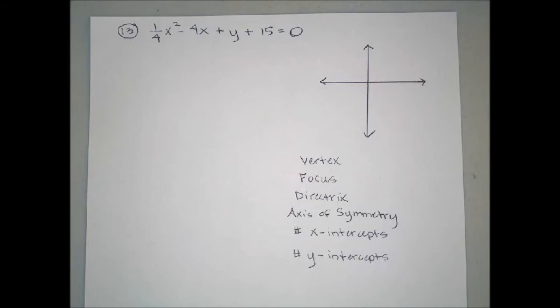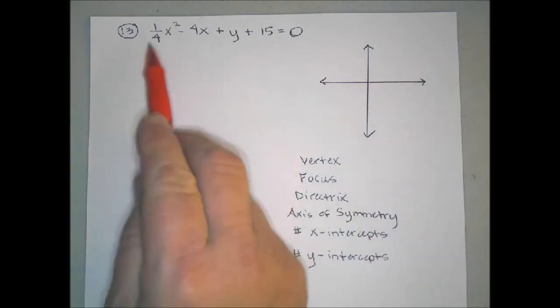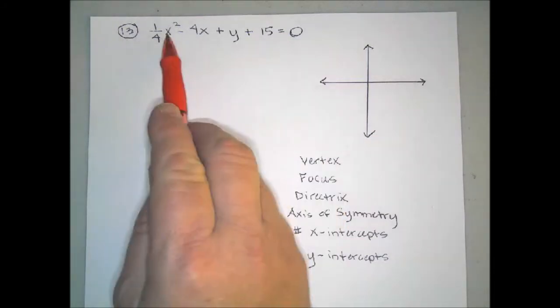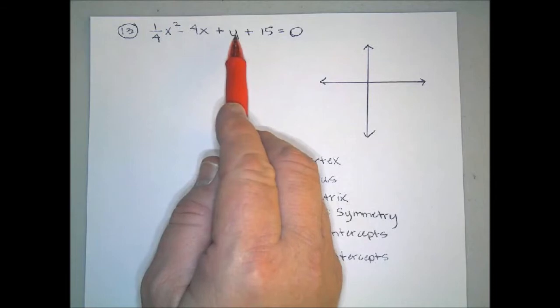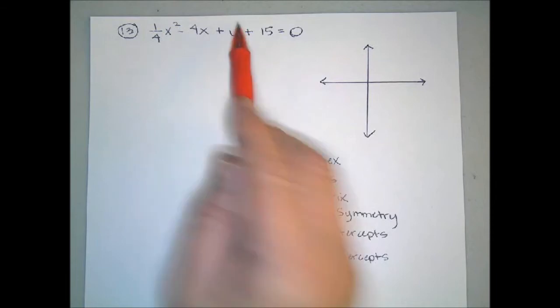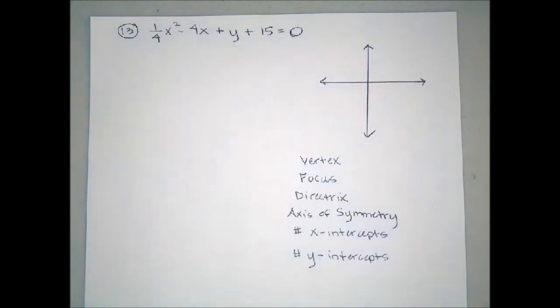Okay, I'm going to do problem 13 now. In fact, I've added a couple of extra things to find about this parabola. Now, problem number 13, you can see the equation. The x is what's squared. The y is what is taken to the first power. So you know this is either going to be an up or a down parabola.